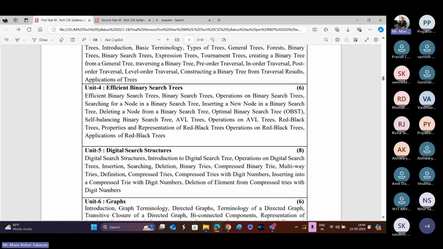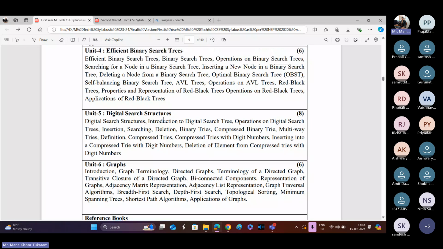Then the fourth unit is related to the efficient binary search tree. We can search particular data within the tree by constructing a binary search tree, as well as perform different operations related to the binary search tree. Again, it includes the AVL and red black tree. So all the details we will cover inside unit number 4.